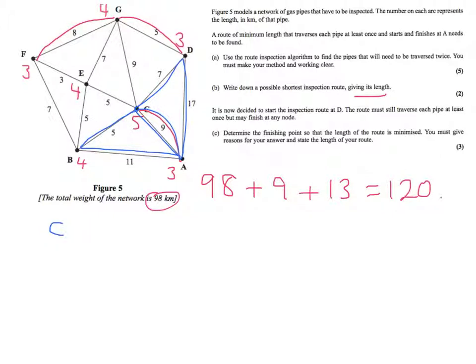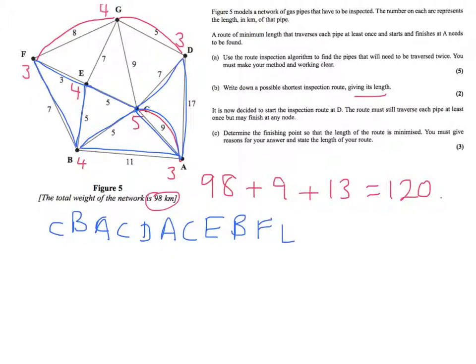I did C, B, A, C. Then I did C, D, back to A, back to C. Okay, let's carry on going. I'm going to go up here, up, down here, up here, round there. Let's record what I've done so far. So I went from C to E to B, up to F, into E.